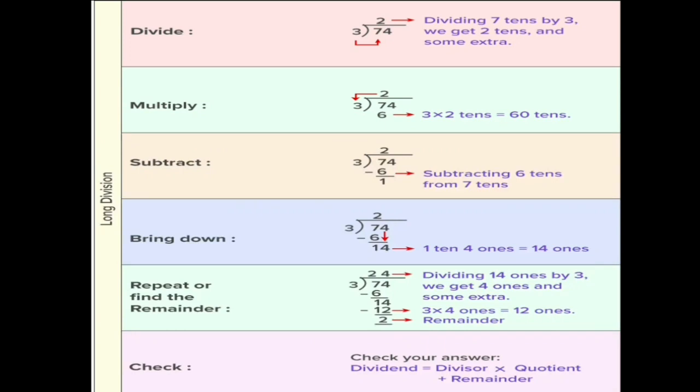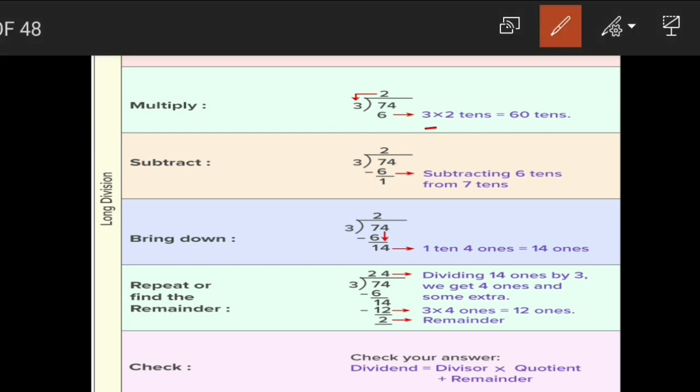The first was divide. You can see if the question is divide 74 by 3, so we are dividing 7 tens by 3, we get 2 tens and some extra. That is 3 twos are 6. In the second step you can see we multiply. The first was division, the second is multiplication. So 3 twos are 6 means we are multiplying. After multiplying we are subtracting. 3 twos are 6, we are subtracting 6 from 7 and we are getting 1.